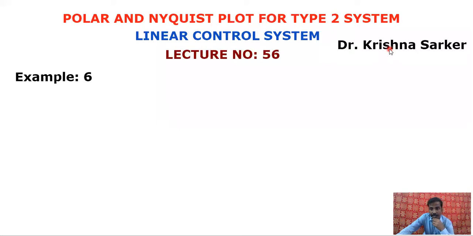Here in this session, I will discuss Polar and Nyquist plot for type 2 system. This is the lecture series on linear control systems, lecture number 56. So our target: Polar and Nyquist plot for type 2 systems.